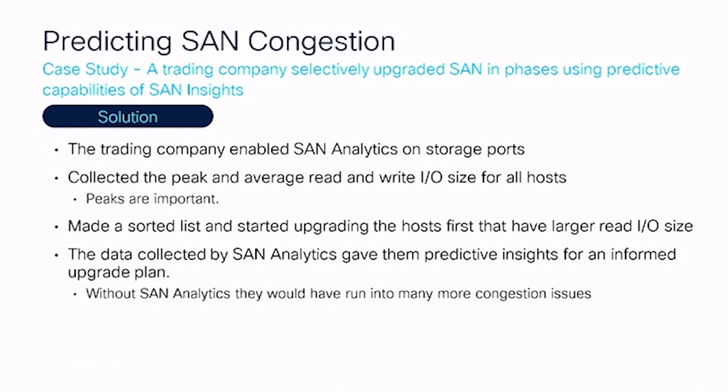A lot of applications that I see for monitoring or for visibility really show the average. Trust me, you don't see anything in average. You see all good things in average. You don't want to know about good things. You want to know bad things, right? And peak shows you bad things. So focus on peak. They looked at the peak IO sizes, made a sorted list, and they started upgrading from the top. And trust me, the number of congestion issues that they were able to reduce because of this informed upgrade path was huge.